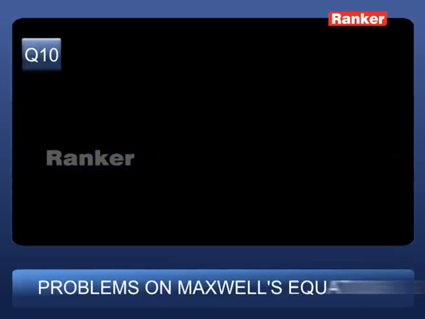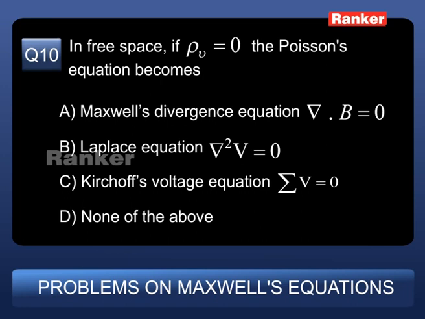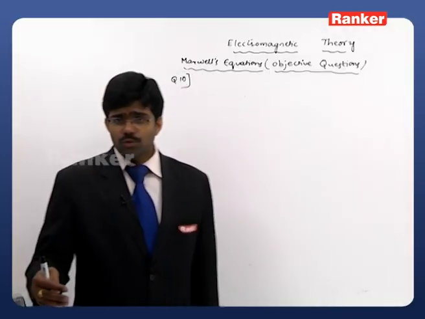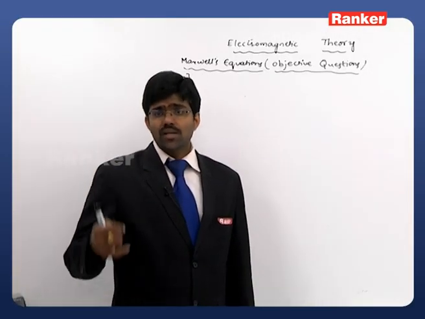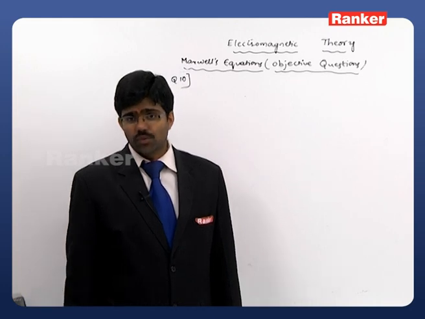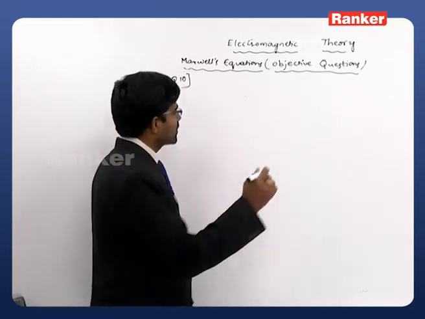In the next question, the data was given like this. In free space, if rho v is equal to 0, the Poisson's equation becomes: option A, Maxwell's divergence equation del dot B is equal to 0; option B, Laplace equation del square V is equal to 0; option C, Kirchhoff's voltage equation sigma V is equal to 0; and option D, none of the above. Here we are supposed to recollect what our Poisson's equation is, and what our Laplace equation is. How was the Poisson equation derived?